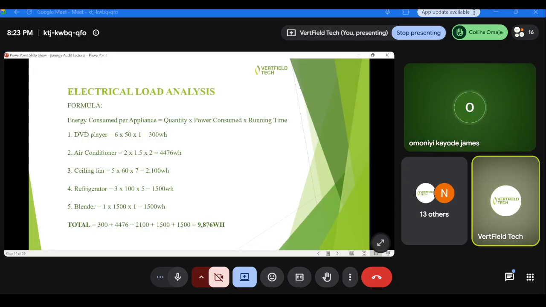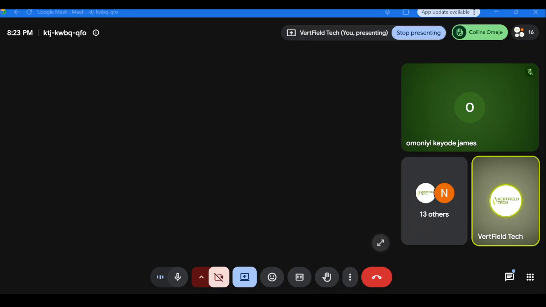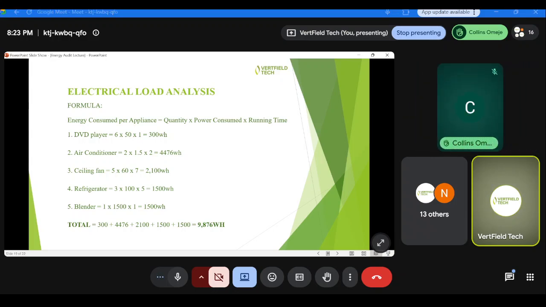Now, look at this table. This table says that the air conditioner is 1.5 horsepower. Now look at what we did for 1.5 horsepower that gave us 4,476. Our female engineer, do you have an idea of how we got that? Every other value is in watts except that air conditioner, which is in horsepower, 1.5 horsepower. Do you have an idea of how we got 4,476?